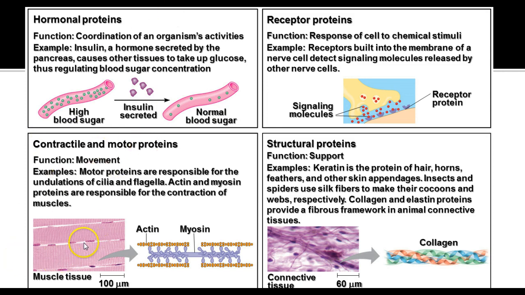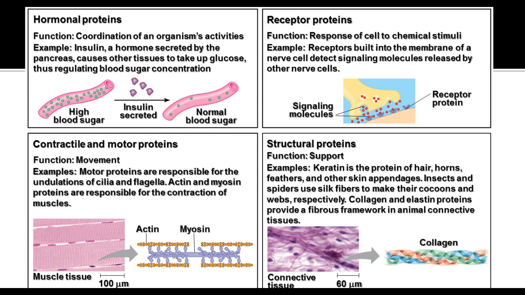Contractile proteins and other motor proteins are involved in movement. Examples are in the muscle tissue. The striations here in the skeletal muscle tissue are made of alternating fibers of actin and myosin, which enable your muscles to contract and then release. There are other kinds of motor proteins for other kinds of movements like the cilia and flagella as shown here.